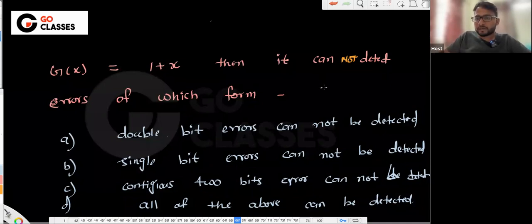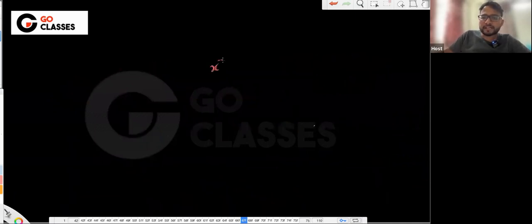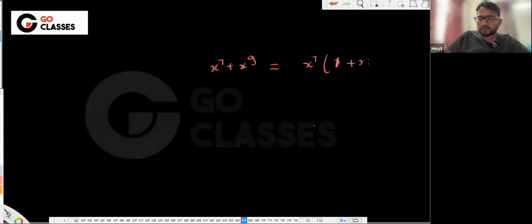But let's suppose my double bit error is x power 7 plus x power 8, or maybe sorry, let's suppose this is x power 9. So x power 8 plus x power 9. Then you can take x power 7 common, and this will be 1 plus x square, right? Now this is my error. I need to check whether my generator can detect this error or not. For that, I need to check whether my generator is able to divide this.